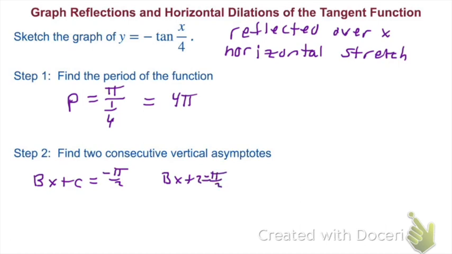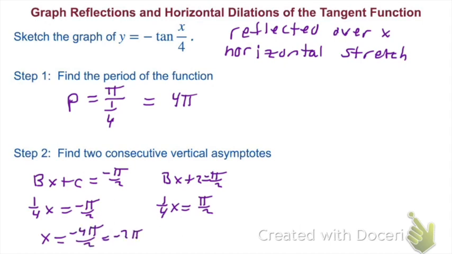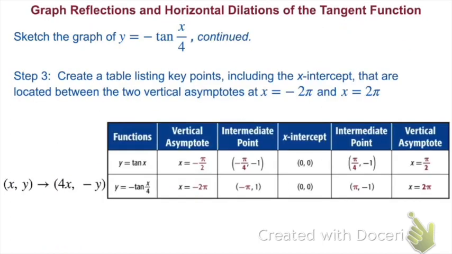We're going to plug in our b. We get 1/4 x equals negative pi halves because c is 0. And we get 1/4 x equals pi halves here. You do both of them, you get 4 times negative pi halves is negative 4 pi halves, which is negative 2 pi. Multiply this one by 4 and you also get positive 2 pi. So we are having vertical asymptotes at negative 2 pi and 2 pi. Halfway between those will be our x-intercept, which is at 0. We did not shift, which makes sense. All right, we're going to make our table.